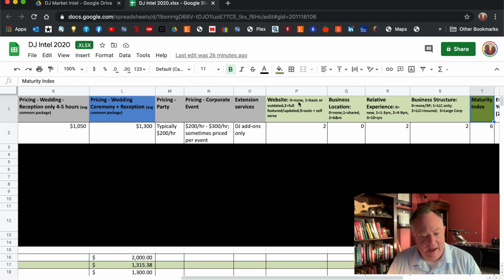Okay, and do they have none, or is it basic but it's outdated? Or maybe it's full-featured and updated, which is what I graded mine. Or maybe you get a 3 if it's automated, it's got self-service options, it's really slick. Okay, that would be one aspect.